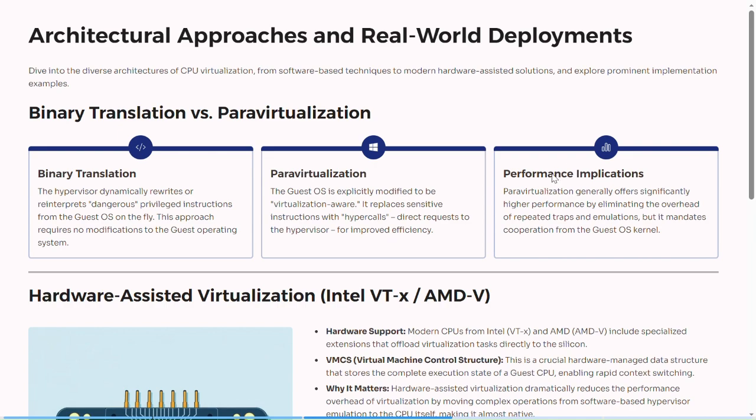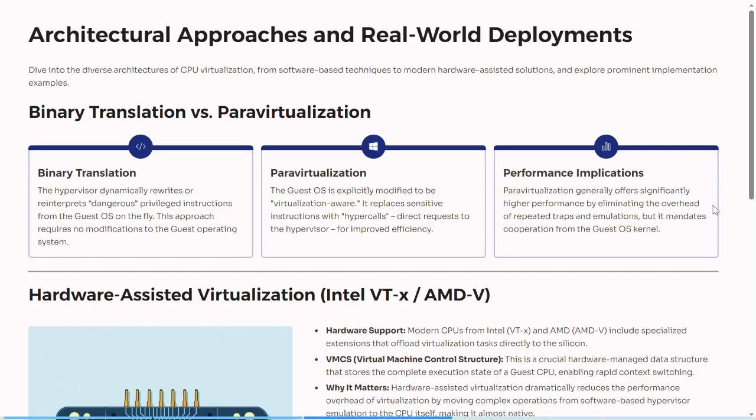Now I will discuss performance implications. Performance implications are like hardware assisted virtualization. Para-virtualization generally offers significantly higher performance by eliminating the overhead of repeated traps, but it mandates cooperation from the guest kernel.